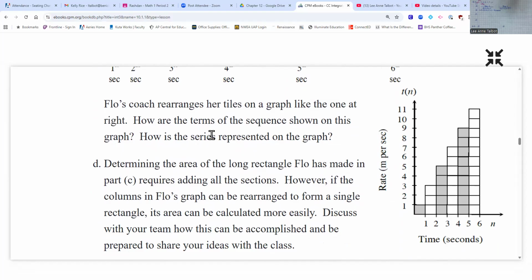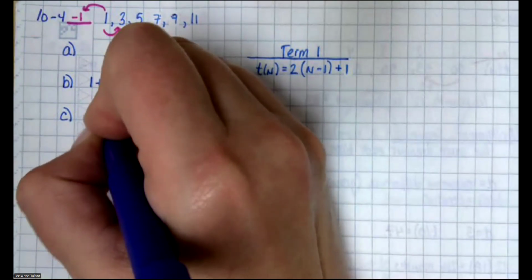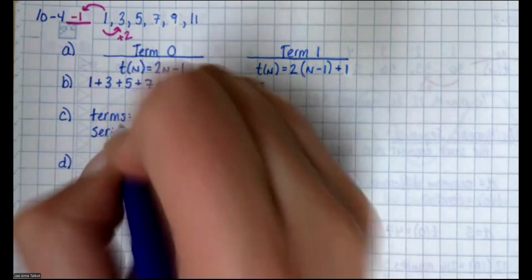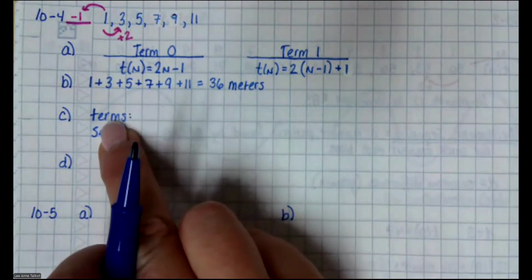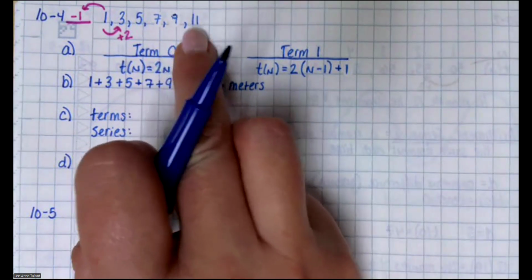How are the terms of the sequence shown on the graph? How is the series represented on the graph? Okay, this is a vocab question again. So they're asking, how do the terms look on the graph? And how does the series look on the graph? So we need to make sure we understand these vocab words. The terms are 1, 3, 5, 7, 9, and 11.